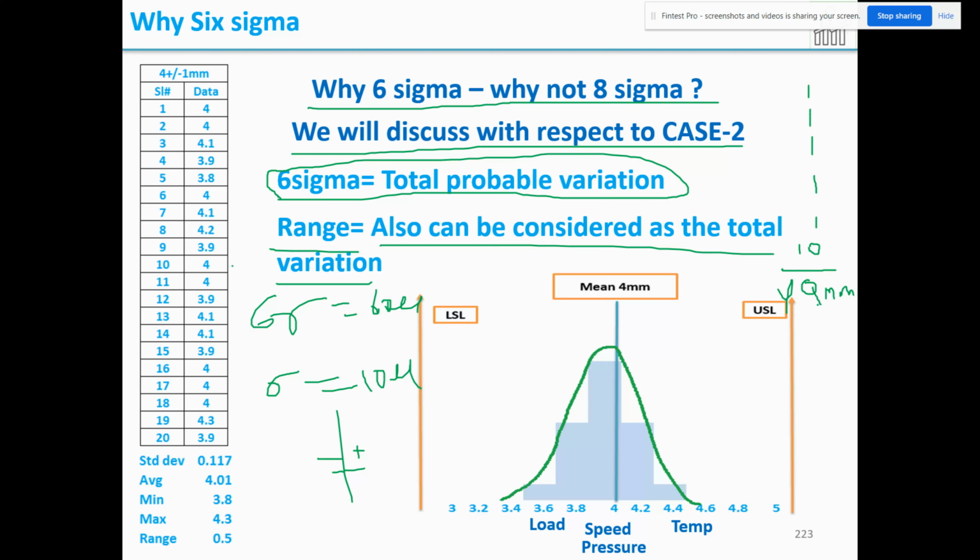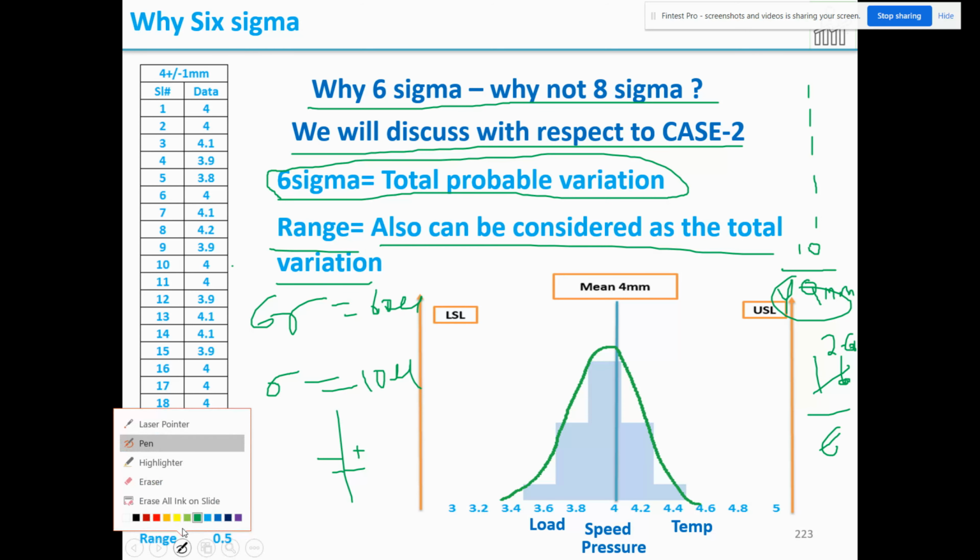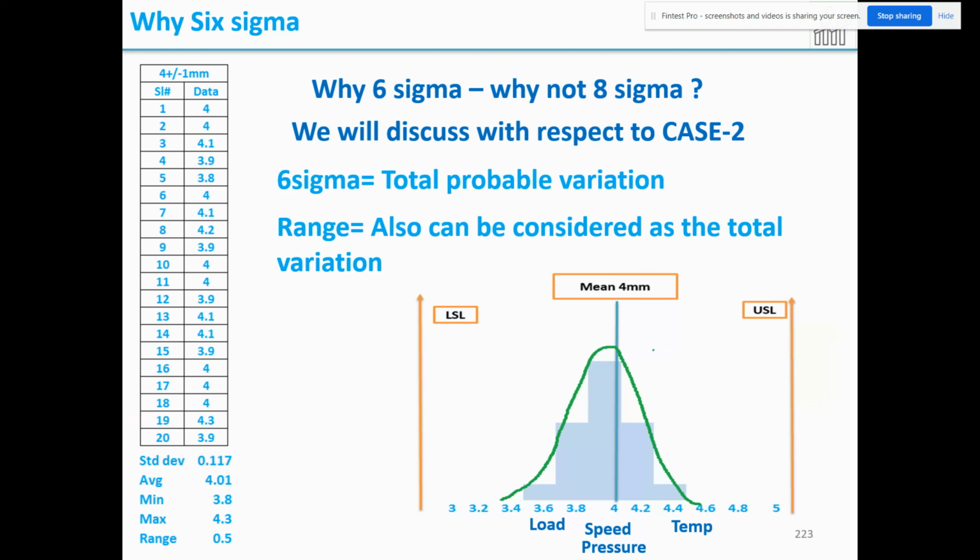1 2 3 4 5 6, total 16, divided by 6. What is 16 by 6? 2 point something, 2.66. This is sigma, right? On the positive and negative side. But 9 is the range. Range you cannot consider for measuring the variation. So that's why we will not go for 8 sigma.